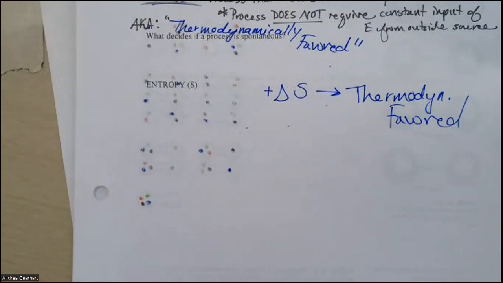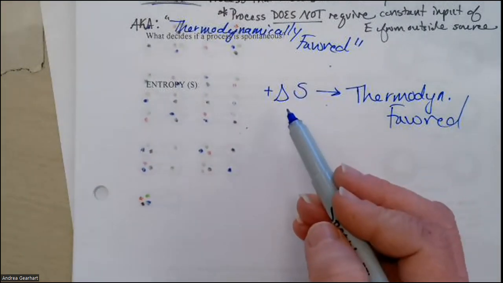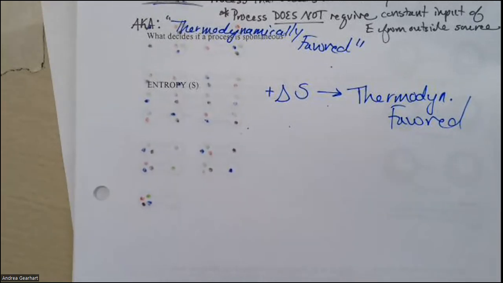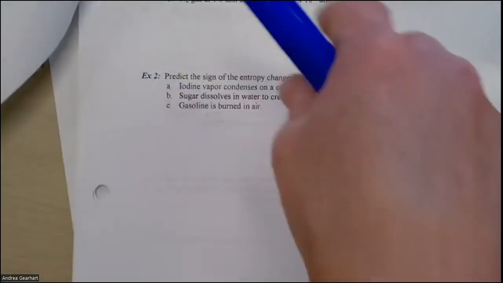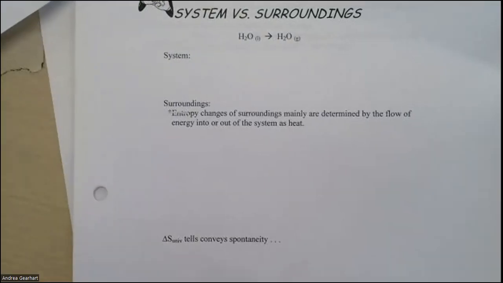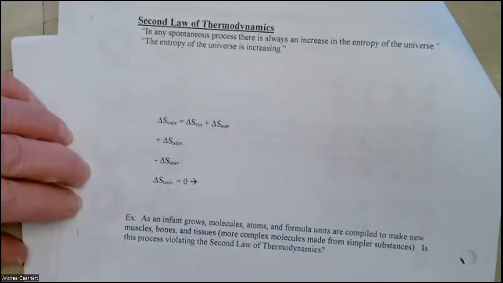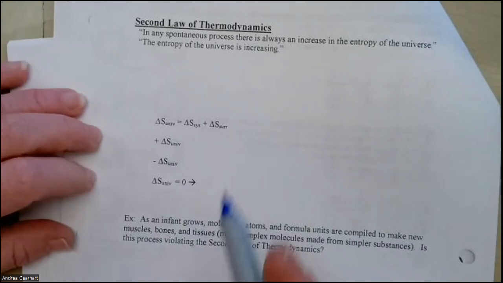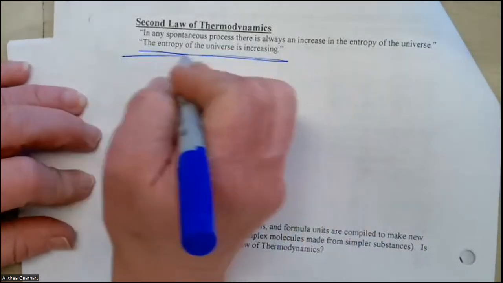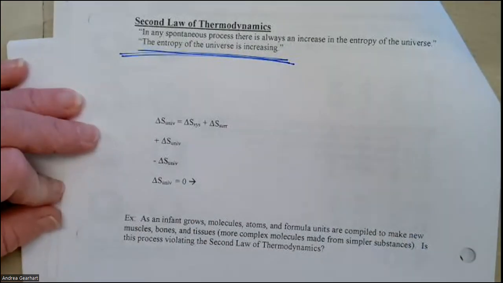why are processes that increase disorder or dispersion natural? Well, that has everything to do with the second law of thermodynamics. And the second law says the entropy of the universe is increasing.